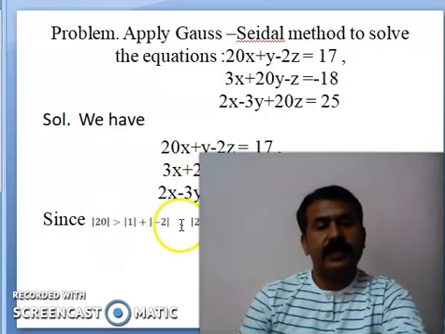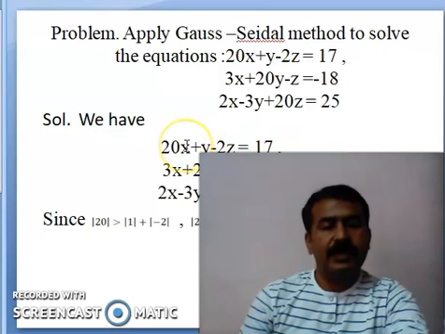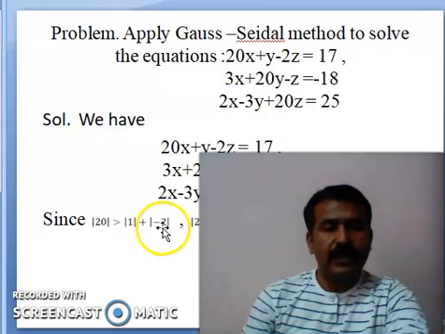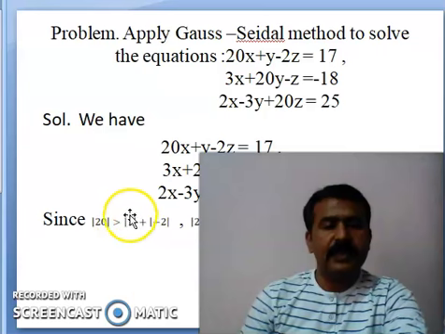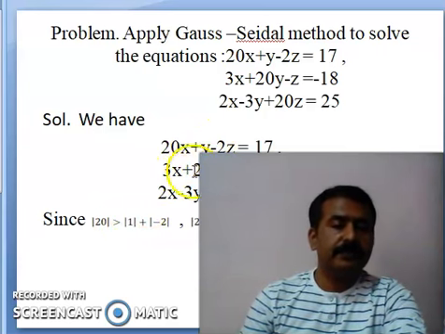Now first we check the conditions. From the first equation, the coefficient of x is 20. So modulus of 20 is greater than modulus of 1 plus modulus of minus 2. So this satisfies the condition, and easily we can find the value of x from here.